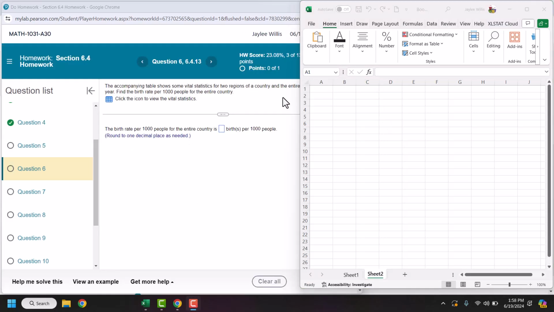And the next question I want to go over is question 6 from section 6.4. So, 6.4 is all about vital statistics like birth rates, death rates, life expectancy, and so on. One of the things that you'll see showing up in this section a lot is that you're looking at rates per large groups of people. So, for example, in this one, we're looking at the birth rate per 1,000 people. Sometimes it might be per 100,000 people or per 1 billion.